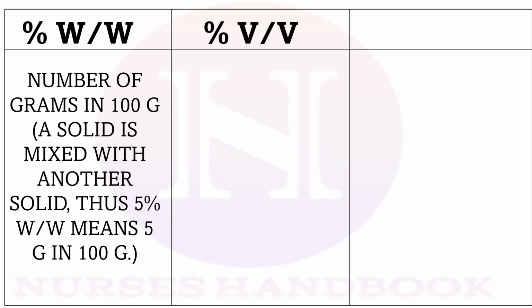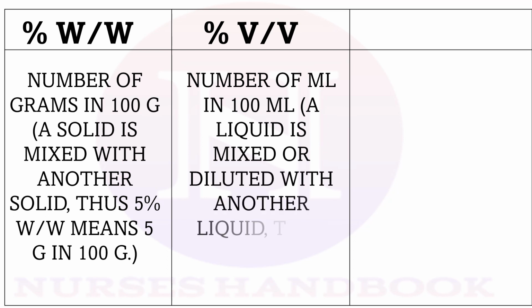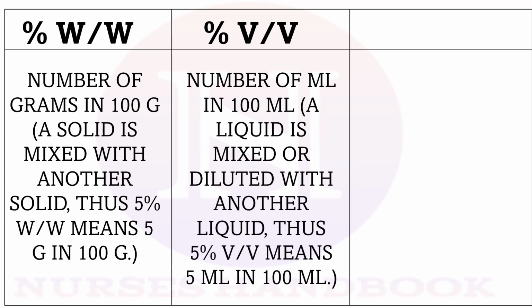Our second type of percentage concentration is V by V, that is volume by volume. This is when a liquid is mixed or diluted with another liquid. It means the number of ml in 100 ml. For example, if on a syrup it is written as 5% V by V, it means that there is 5 ml of a particular drug or concentrate in 100 ml of the complete solution.